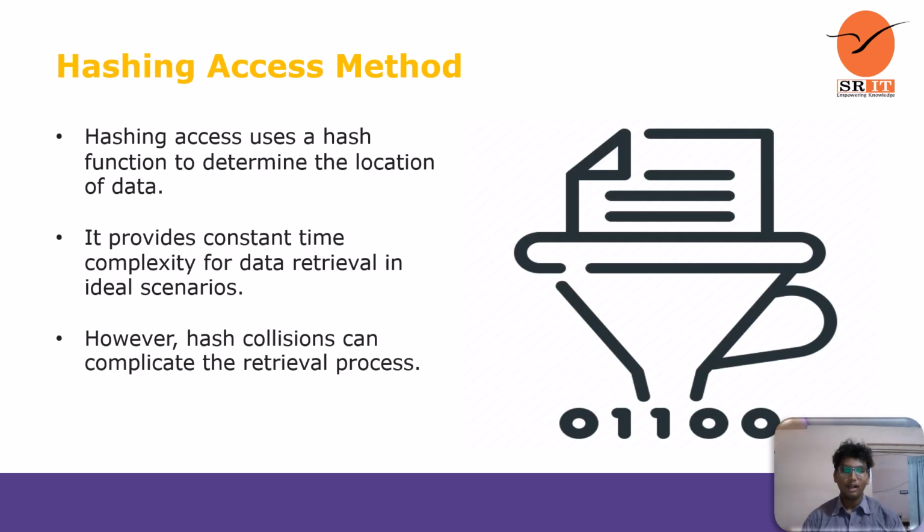Coming to the next type, it is not that important, but it is also a type, that is the hashing access method. Hashing access uses a hash function to determine the location of data. It provides constant time complexity for data retrieval in ideal scenarios. However, hash collisions can complicate the retrieval process. The hashing access method contains a hash function.